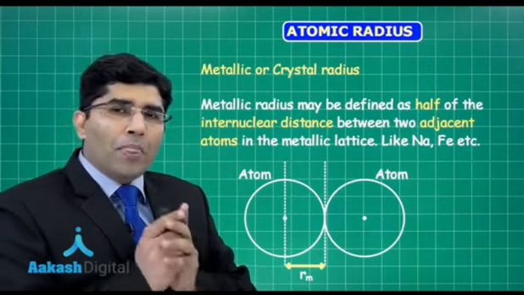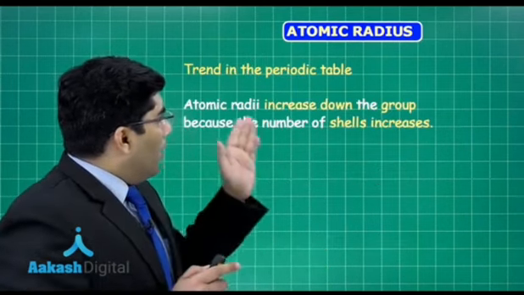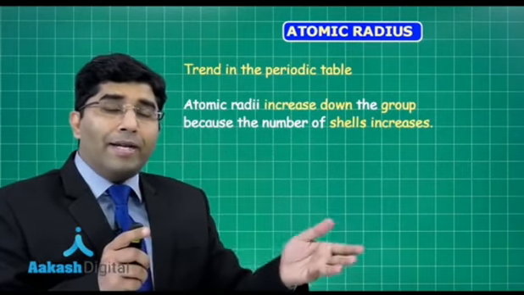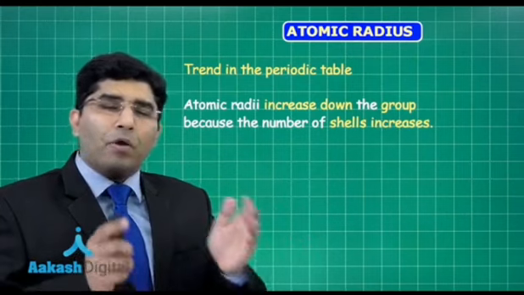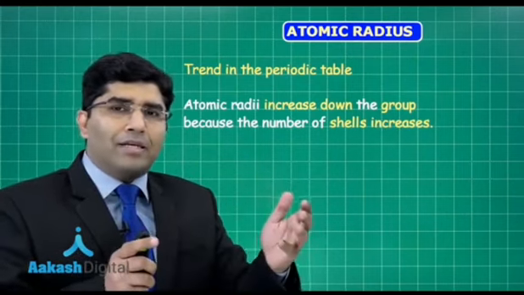So, moving ahead, in the periodic table, if we go down the group, the atomic radius increases. Why is it so? It is because the number of shells increases.